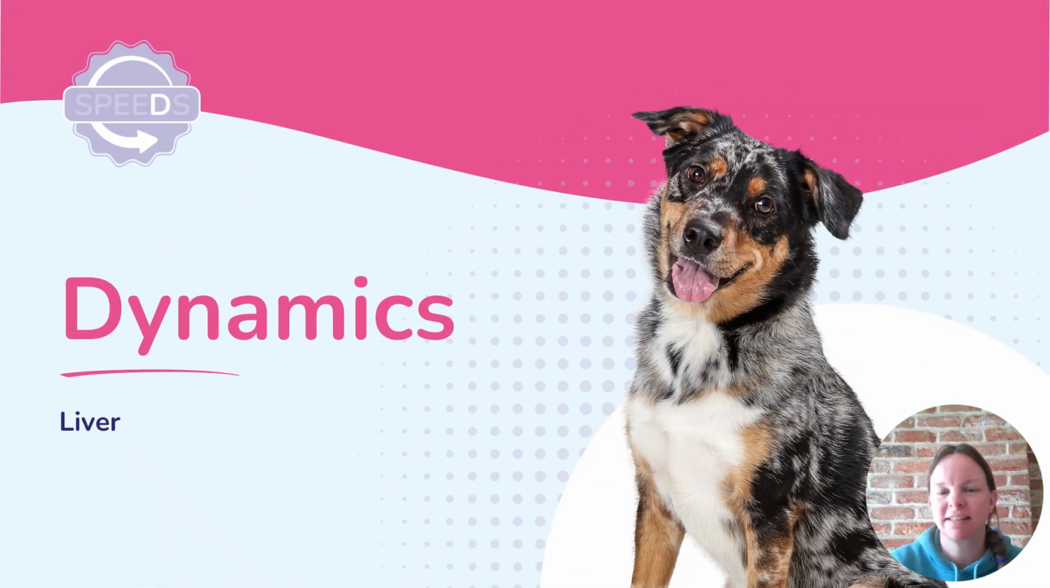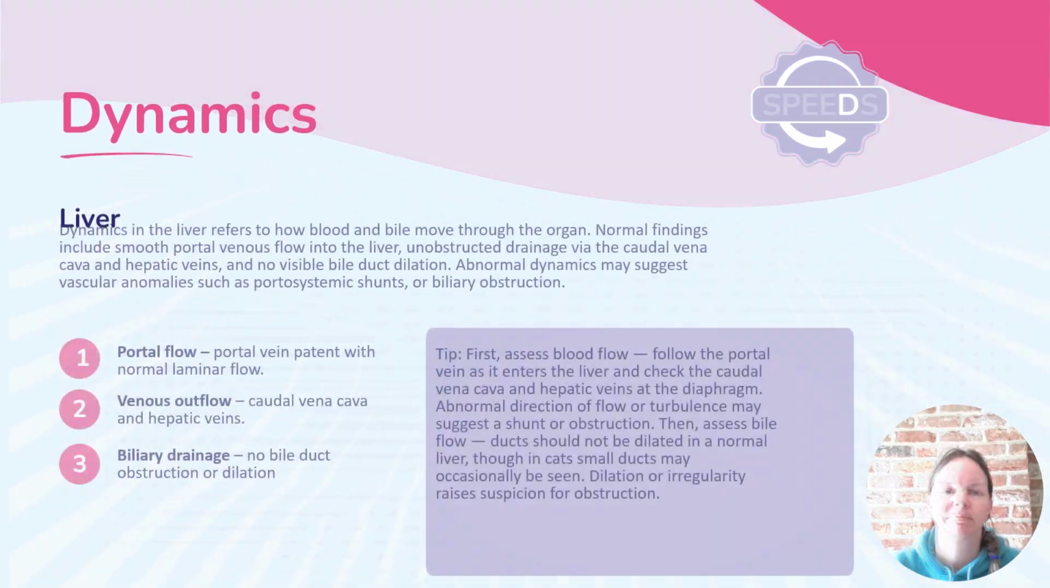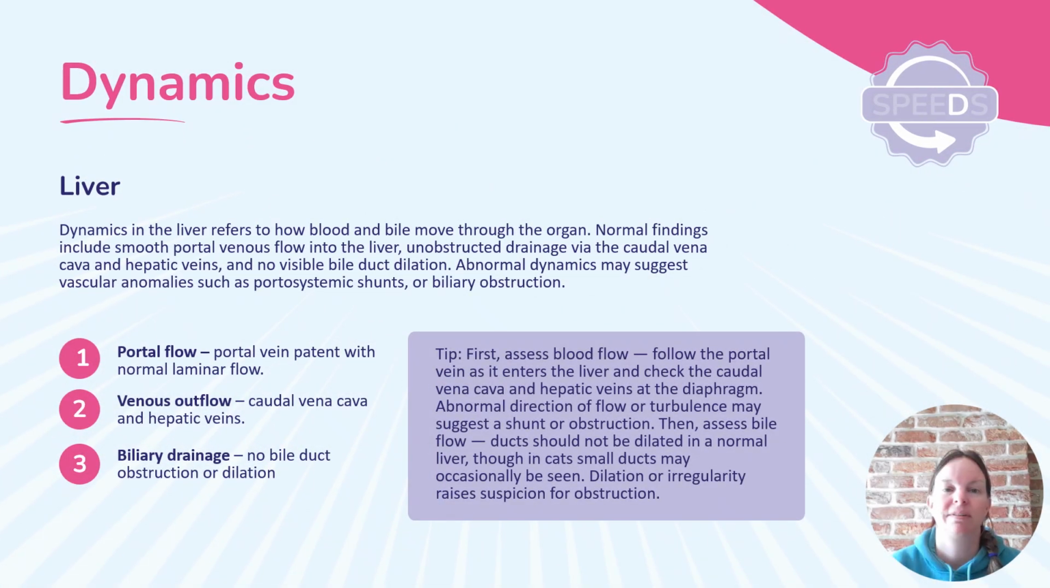Next we have dynamics. So when you're thinking about dynamics in the liver, we're really thinking about blood flow and bile. So how are these flowing through the organ? Normal findings will be those smooth portal veins with their hyperechoic walls, and then unobstructed drainage by the caudal vena cava, hepatic veins, no visible bile duct dilation. So any abnormal dynamics there might suggest vascular anomalies such as portosystemic shunts or potentially biliary obstruction.